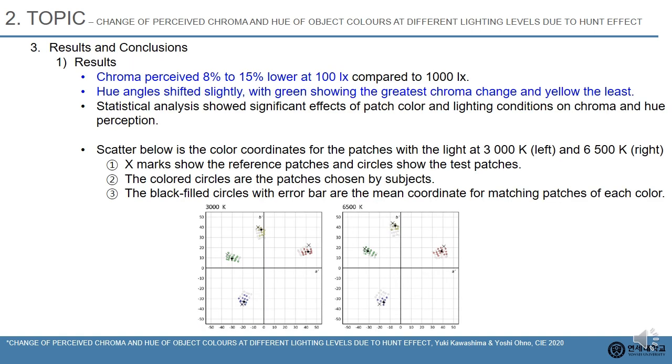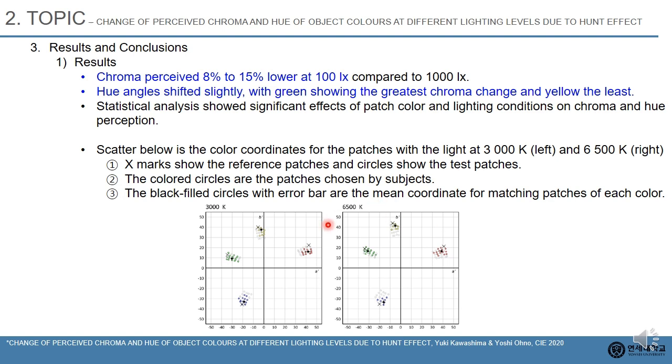The results show that the chroma was perceived 8% to 15% lower at 100 lux compared to 1000 lux. Hue angles also shifted slightly, with green showing the greatest chroma change and yellow the least. Statistical analysis confirmed significant effects of patch color and lighting condition on chroma and hue perception.